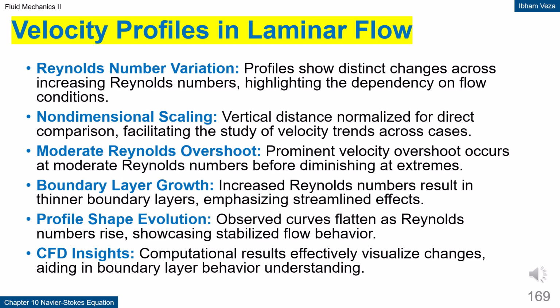Velocity profiles in laminar flow. The velocity profiles are strongly influenced by the Reynolds number. With higher Reynolds numbers, the boundary layer becomes thinner and the velocity gradient becomes steeper. At moderate Reynolds numbers, a slight velocity overshoot may appear before disappearing at extreme conditions. The profile shape gradually becomes flatter in the outer flow region. CFD results make it easier to visualize these changes in detail.